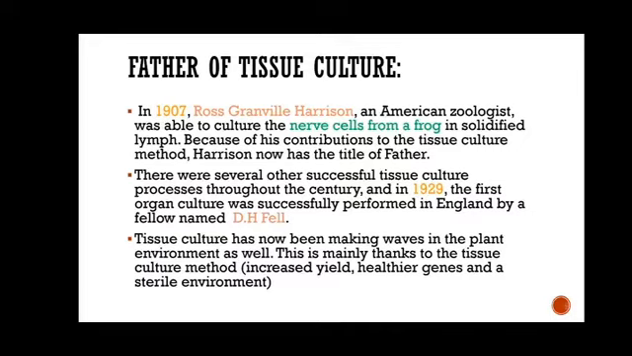There were several other successful tissue culture processes throughout the century, and in 1929, the first organ culture was successfully performed in England by a fellow named D.H. Fell. Tissue culture has now been making waves in the plant environment as well. This is mainly thanks to the tissue culture method. It has increased yield, healthier genes, and a sterile environment.